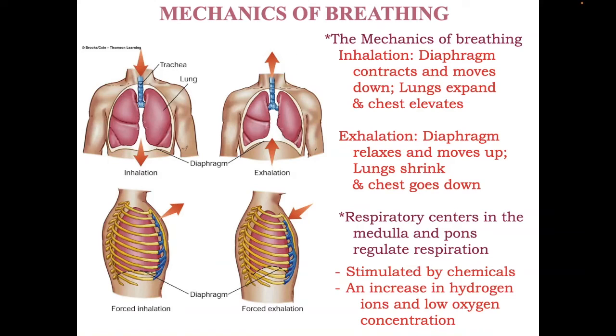So when one inhales, the diaphragm is going to contract. It's going to tighten. It's going to move down. The lungs are going to then expand and the chest gets bigger or elevates. Now, when you exhale, the diaphragm is going to relax and it moves up. The lungs then shrink and the chest goes down. Now, the respiratory centers, as we've already said, the medulla oblongata and the pons, they regulate this respiration.